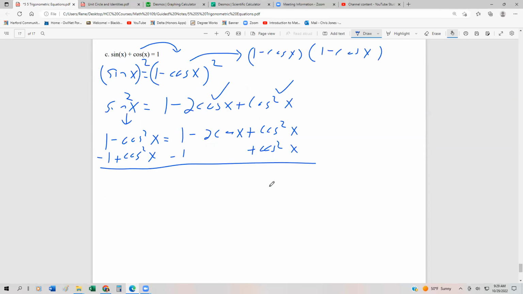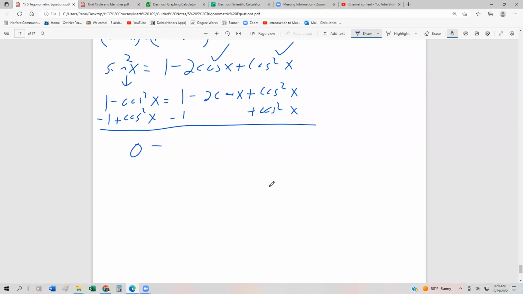And so our equation now becomes 0 equals, two ways we can write this. We could write this as negative 2 cos x plus 2 cos square of x. Or another way we can write this is if we flip those two terms on the right-hand side around, we could write this as 2 cos square x minus 2 cos x. That's probably how we should write it.